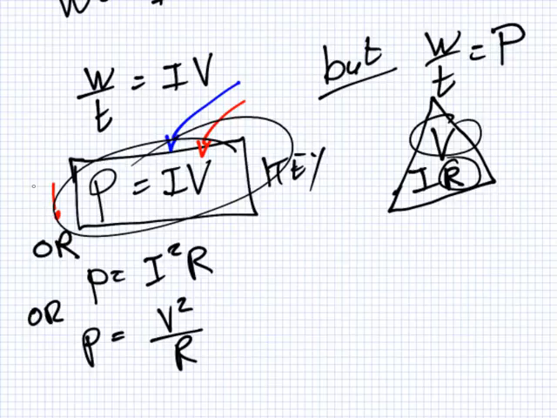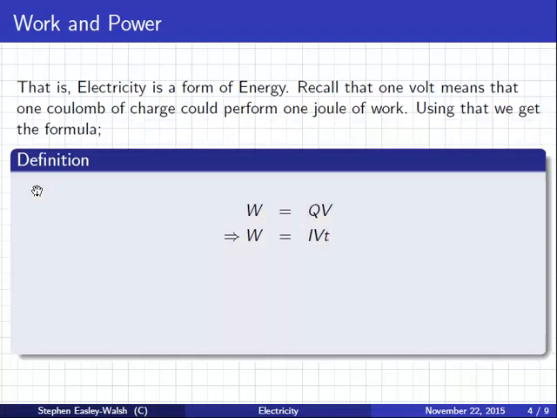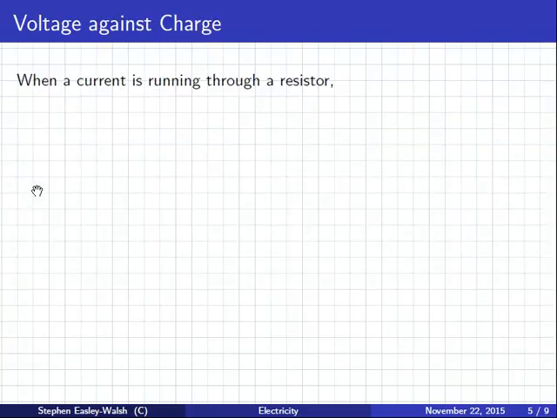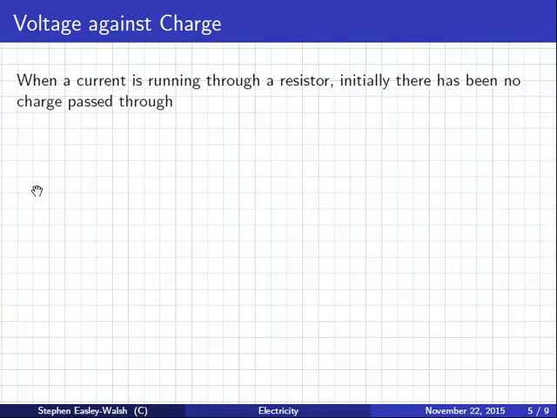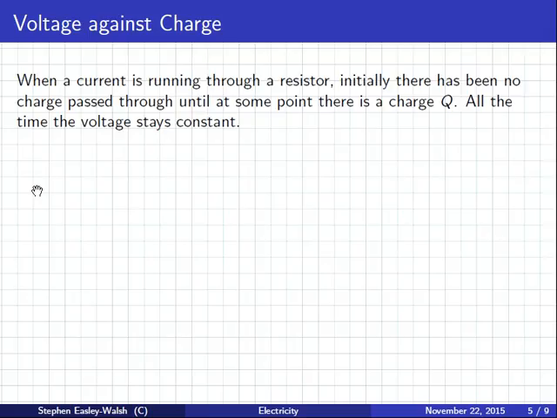You got all of this? Yep, okay. So I just write the formulas down, but you have them already. Okay. When a current is running through a resistor, initially there has been no charge passed through it, until at some point there is a charge Q. All the time the voltage stays constant. So let me draw this graph.